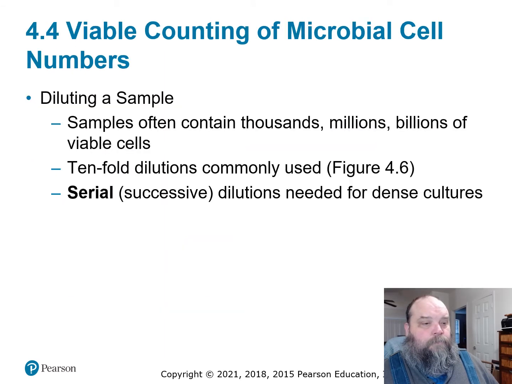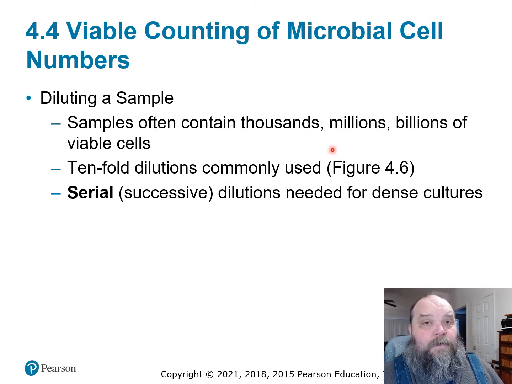We find that original samples, the tubes that you used in lab to do your streak plates on, could have anywhere from 1,000 to 1,000,000 to 1,000,000,000 viable cells per milliliter. Crap, that's a lot.